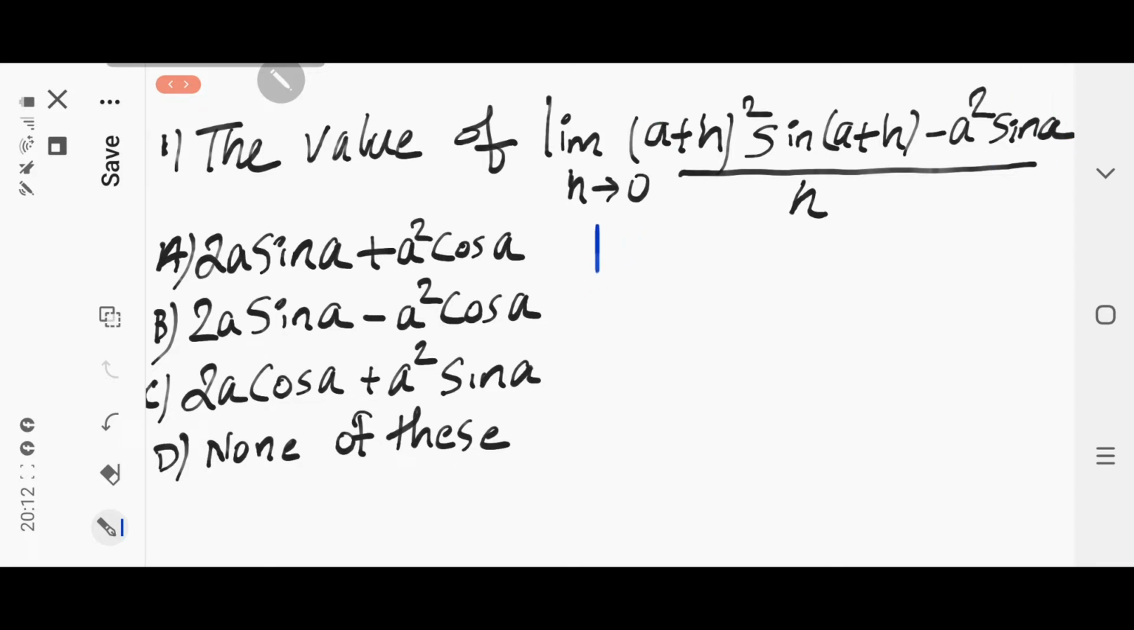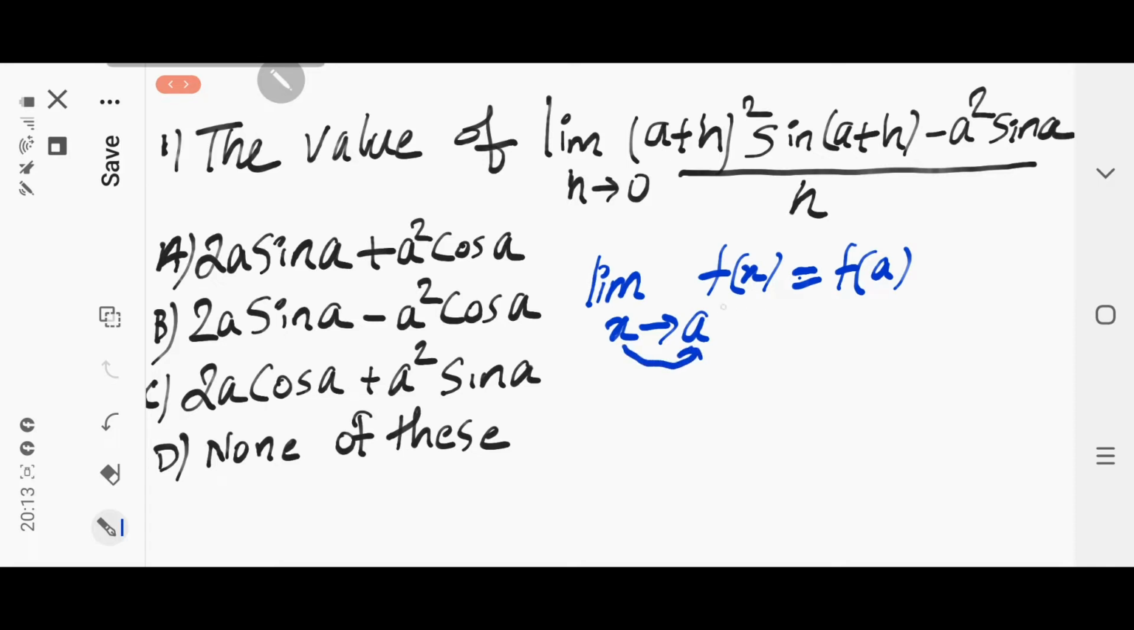As you know, when you studied limits, the basic idea of limit is that if limit x tends to a of f of x is equal to f of a, we can directly substitute in the position of x as a. That means in the place of x you can directly put the value a. This was the first thing you studied in limits, I think.